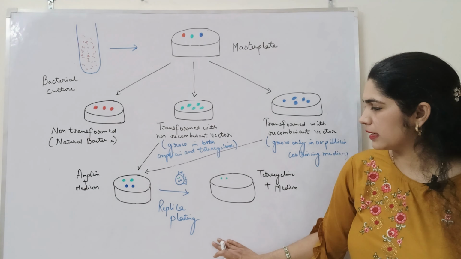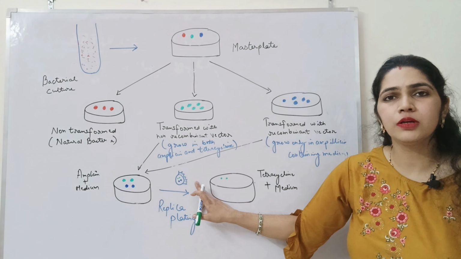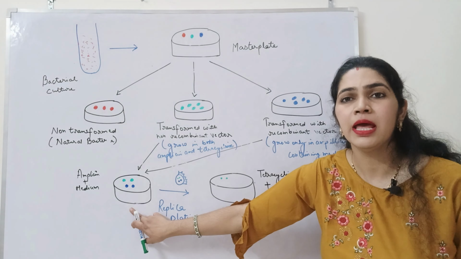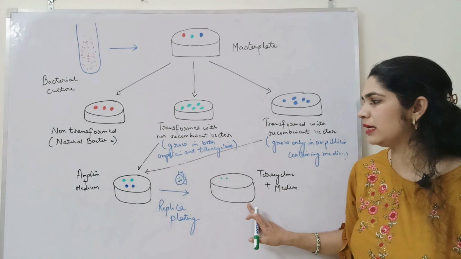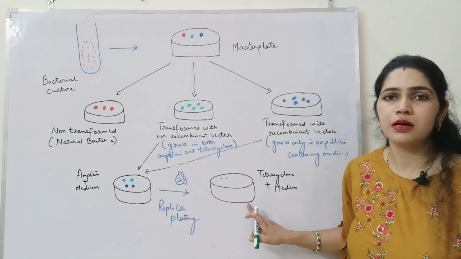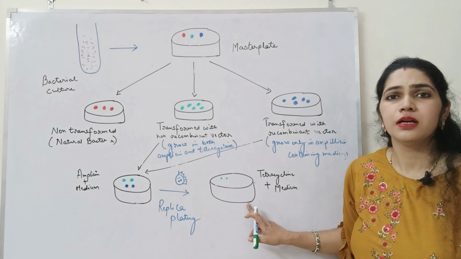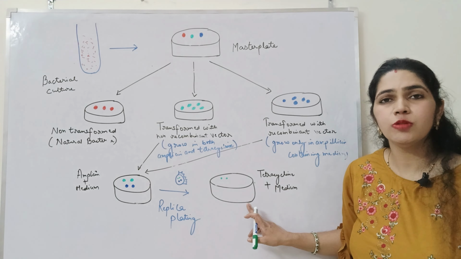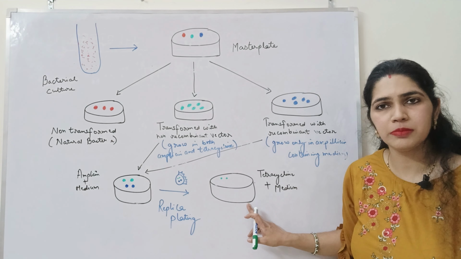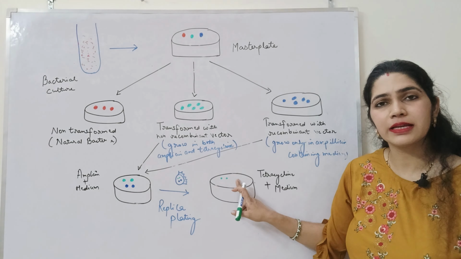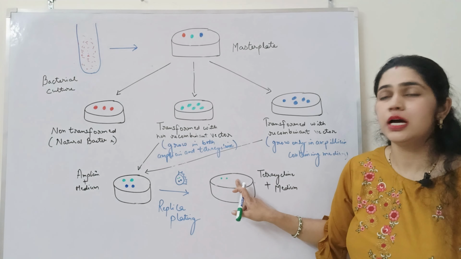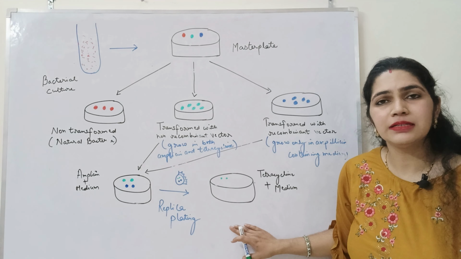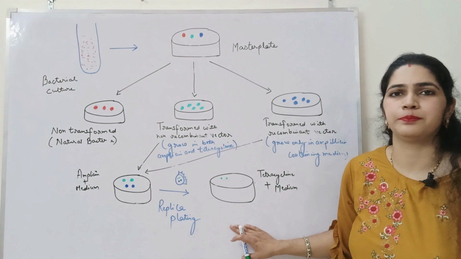In replica plating technique, we use a sterile velvet cloth and get an imprint of the colonies that are growing on an ampicillin containing medium and then culture it on tetracycline containing medium, as bacterial colonies that contain my gene of interest are not able to grow on tetracycline containing medium. They will not grow on the tetracycline containing medium, but the colonies that got transformed with non-recombinant vector will grow on tetracycline containing medium.